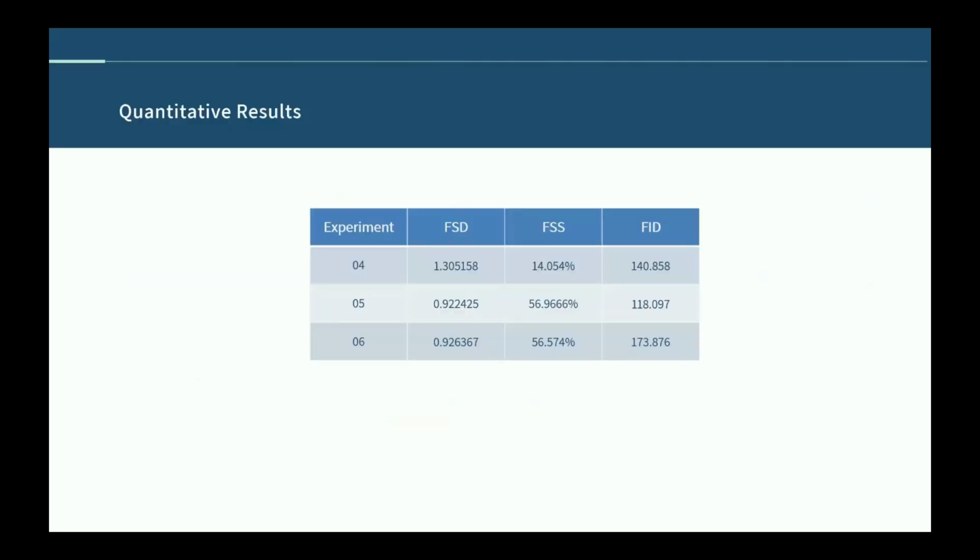Then when looking at this in a quantitative aspect, we calculated the semantic distance, semantic similarity, and the fit score of all these 3 experiments. And experiment 5 performed the best. It reported a fit score of 118 and a face semantic similarity of 57% to the real images and a semantic distance of 0.92. So we selected experiment 5 as the best, and that was the text-to-face model that we finalized with.